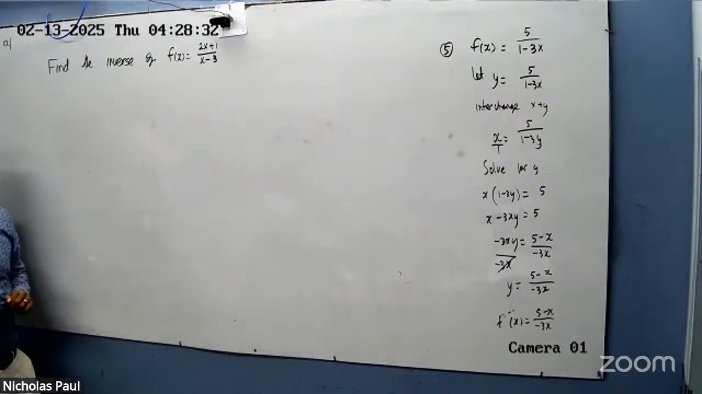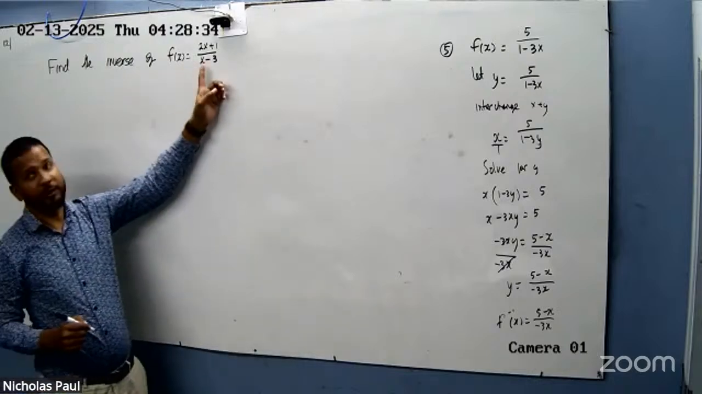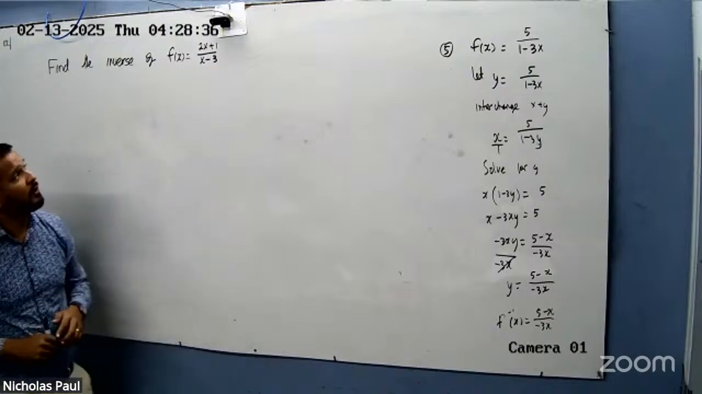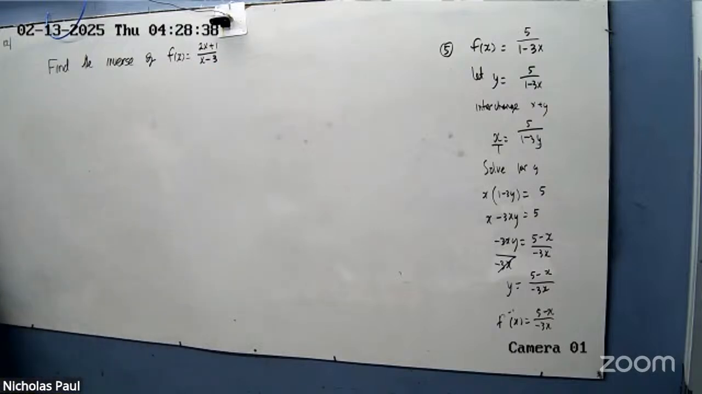So we're going again, right? 2x plus 1 over x minus 3. Someone ready? I will help you with this first one, and I want to make sure you know what to do. So I'll guide you. Anybody go?